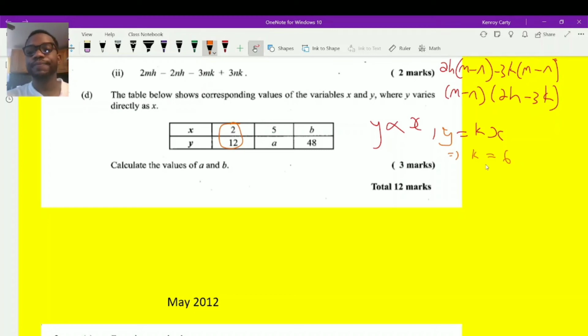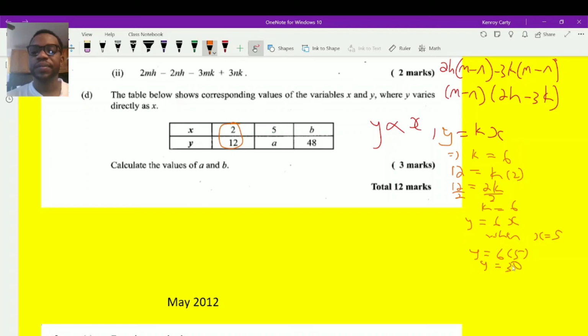I would say 12 equals k that I don't know times 2 that I know. So 12 equals 2k. Divide both sides by 2. K would be equal to 6. So y is equal to 6 times x. So when x equals 5, good. When x equals 5, y equals 6 times 5. So 6 times 5 is 30. So it means that a is equal to 30.